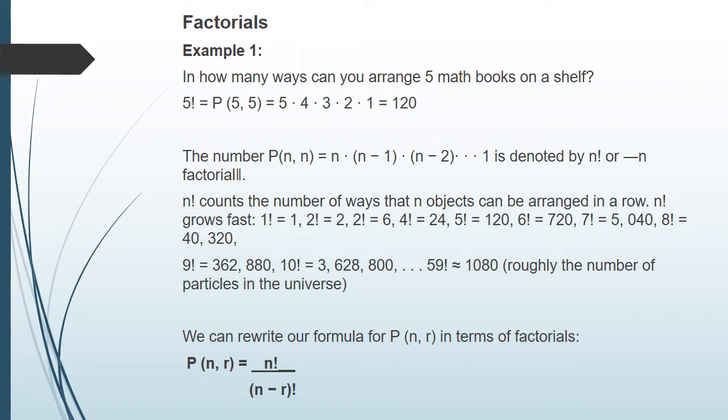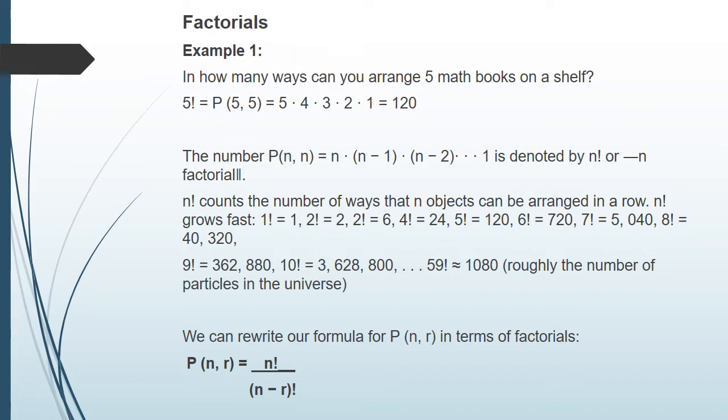7 factorial is equal to 5,040. 8 factorial is equal to 40,320. 9 factorial is equal to 362,880. 10 factorial is equal to 3,628,800. 59 factorial is approximately 10 to the 80th, truly the number of particles in the universe.